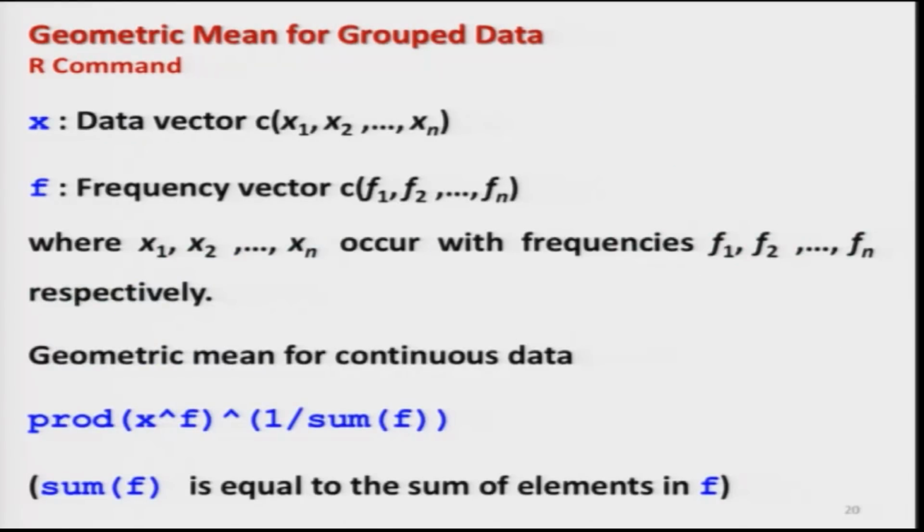And similarly, in case you have grouped data, where the data vector has values x1, x2, xn with frequencies f1, f2, fn, such that x1 has frequency f1, x2 has frequency f2 and xn has frequency fn.